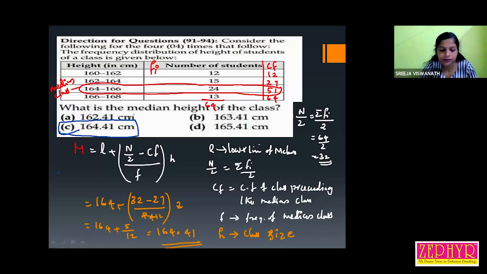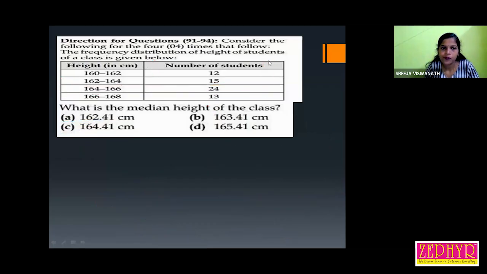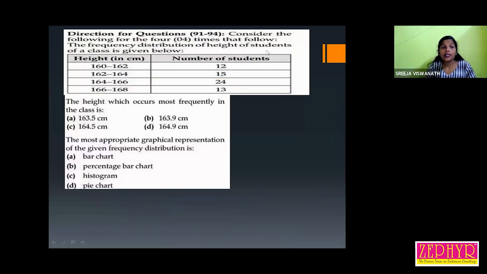Clear? Yes. Any doubt? Next question. The height, and then second sub question and third question. The height which occurs most frequently in the class.